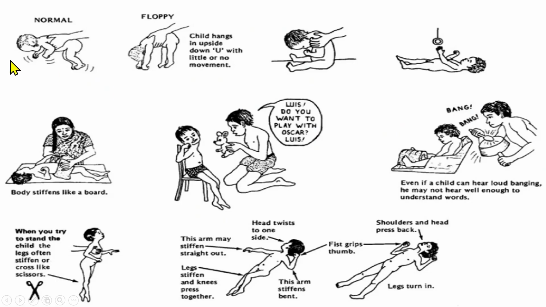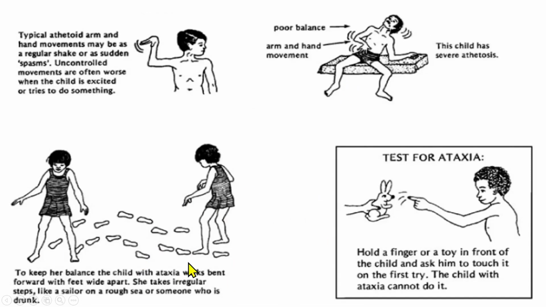Okay, in this picture you can see different cerebral palsy patients. This is normal. Here is the floppy baby, and here is the stiff baby, and here you can see the scissoring. Here you can see different stiff babies. And here you can see the ataxia, or you can say gait due to cerebral lesion, poor balance. So this is a test for ataxia, where you see the intention tremor.